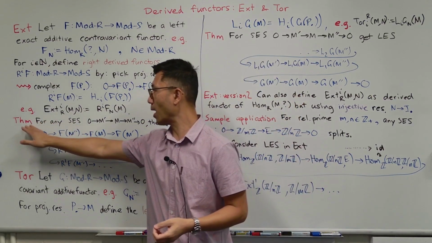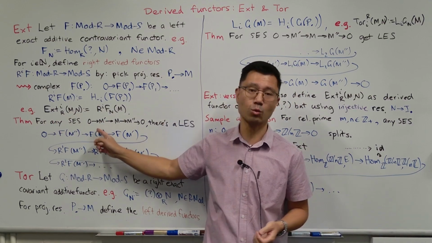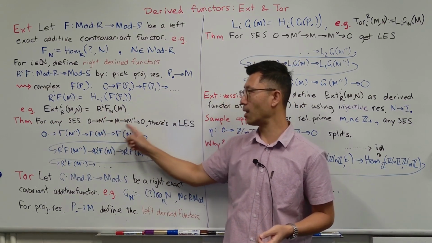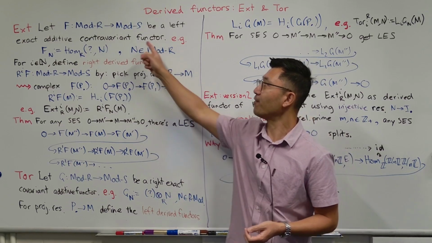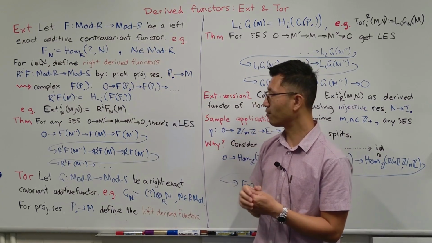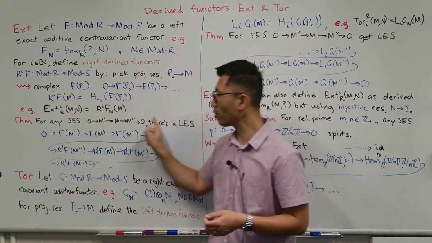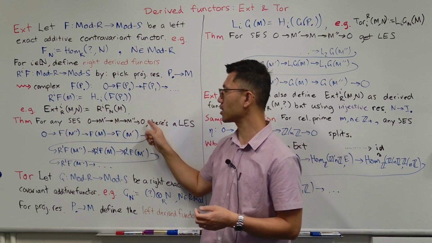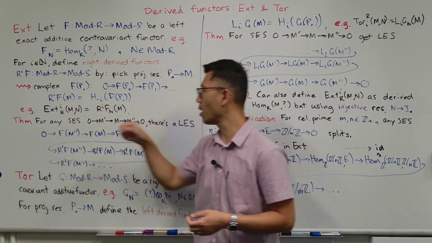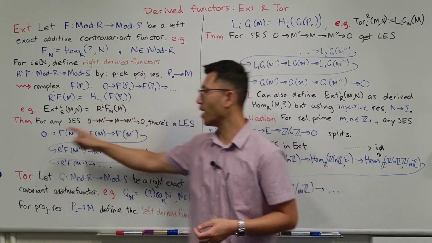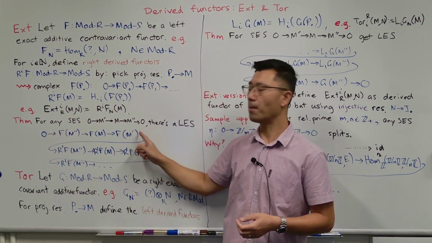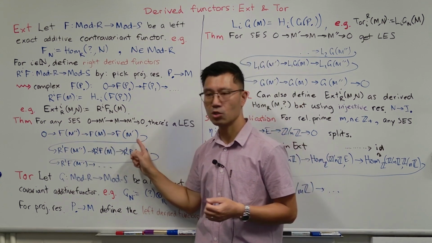Suppose we have now a short exact sequence of R modules, 0 to M prime to M to M double prime. Of course, remember this F is a contravariant left exact functor. So if you apply F to it, all the maps will go in the opposite direction. So you'll start with F of 0, which is 0, then F of M double prime, F of M, and F of M prime. This bit is exact, but this last map may not be surjective.